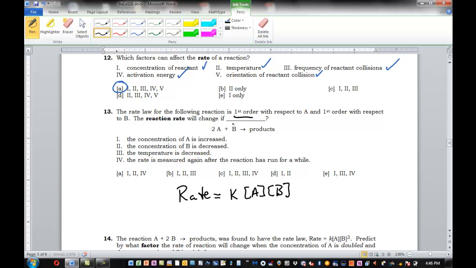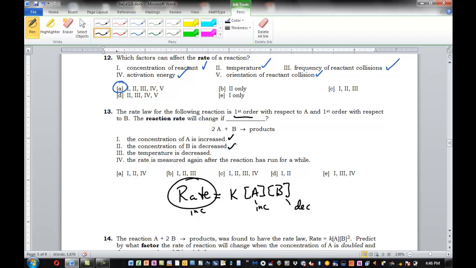Now remember, in general, we cannot write the rate law from the balanced equation. So don't look at that coefficient and think that A needs to be 2. Now we're going to see what will change the rate. What if I increase the concentration of A? Just mathematically look at that. If I increase A, yeah, the rate's going to increase as well. What if I decrease the concentration of B? Yeah, the rate's going to then decrease. If I decrease this number, the rate will decrease.